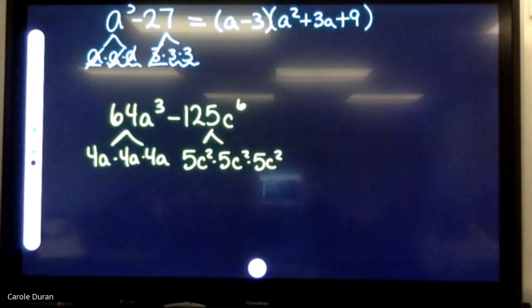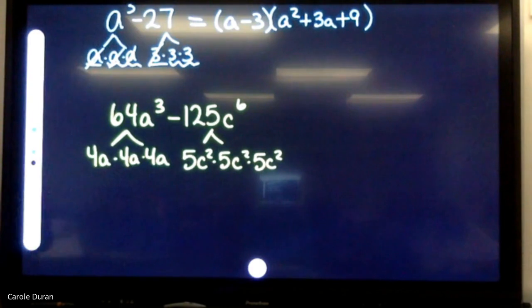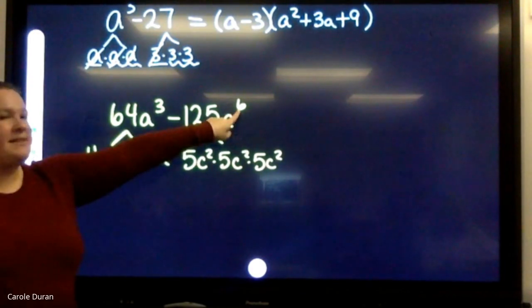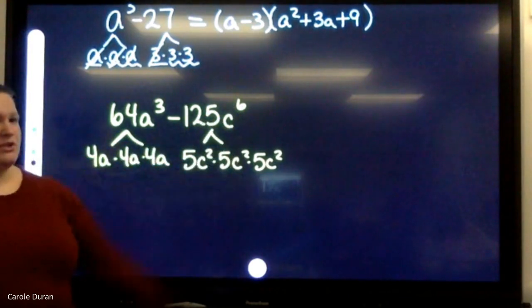And then I build my factors just like normal. Is everybody okay with how we did that? Yes, Bolt. I took 6 and I asked myself, how can I break 6 up into 3 even parts? So 2 and 2 and 2.